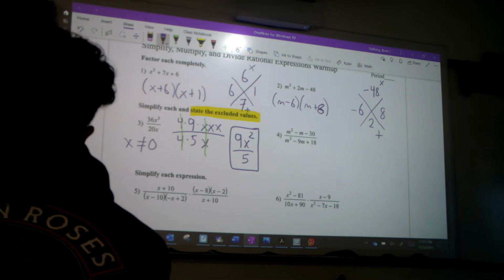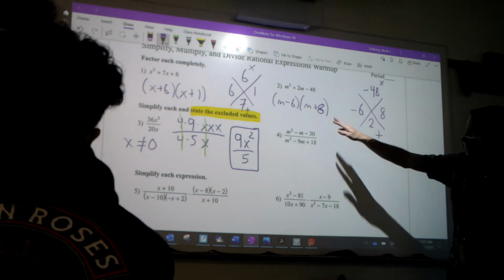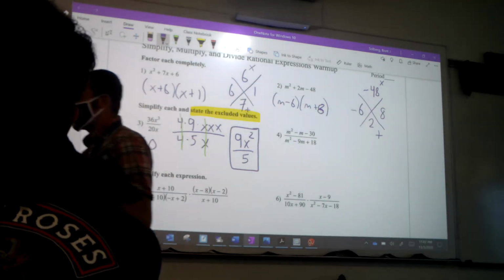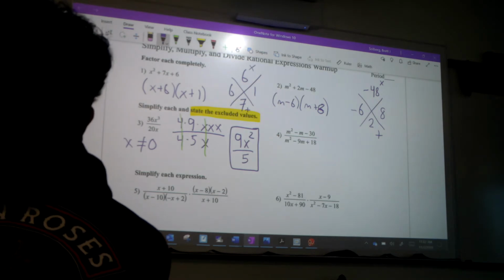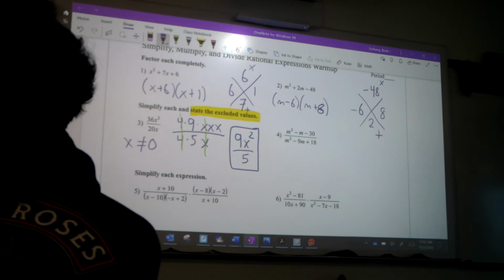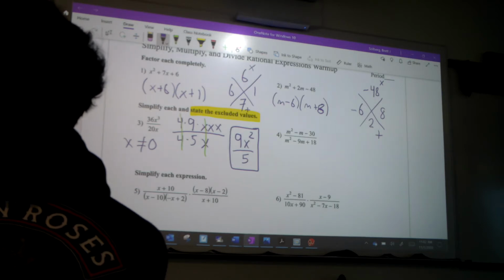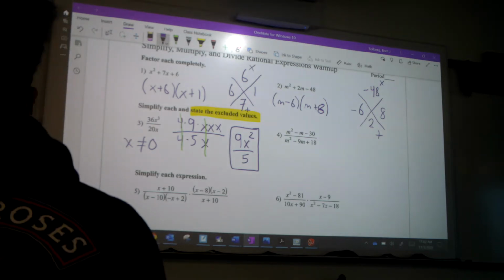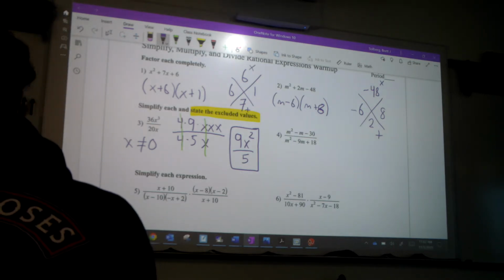Alright, cool. Let's go to 4, and let's look at the top and the bottom. So I'm going to call on two people here. One to factor the numerator, one to factor the denominator. Oscar, will you tell me how you factored the numerator? And then let's go to the bottom now. I'm going to ask Emma how she got the bottom. Oscar, so you've got m squared minus m minus 30. How did you factor that?